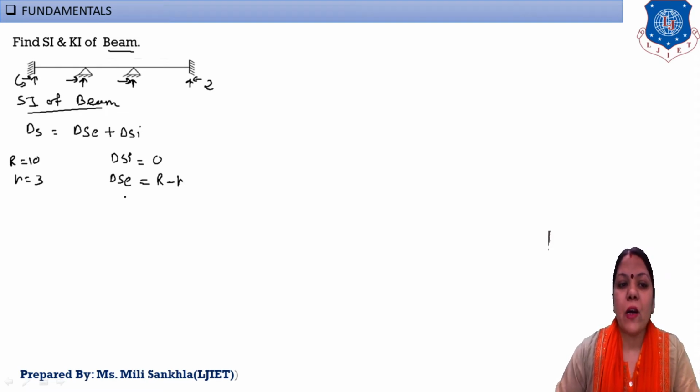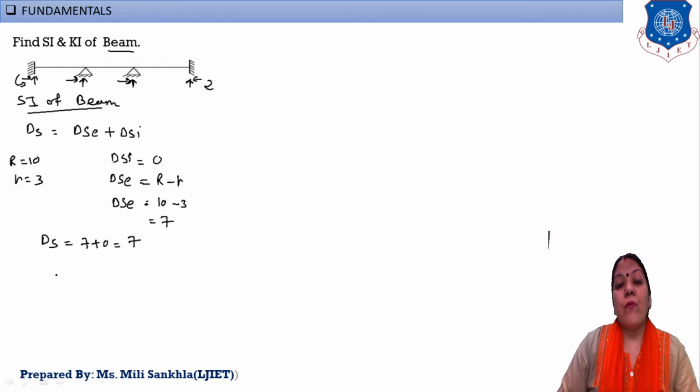So here write down DAC is equal to 10 minus 3 is equal to 7. Now DS is equal to 7 plus 0 is equal to 7. When we find out SI of beam, finally we write down our answer is equal to 7. That means here we get a positive answer, which means our given beam is stable and indeterminate to the 7th degree.